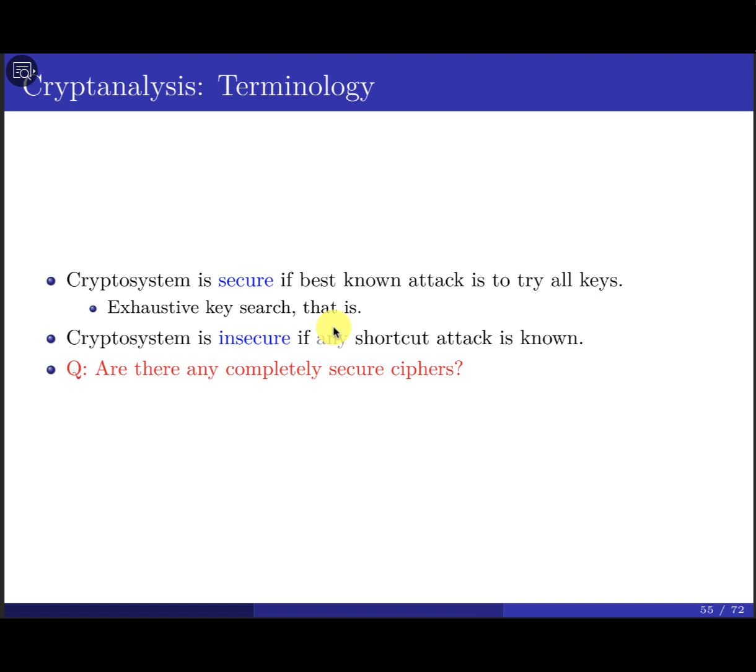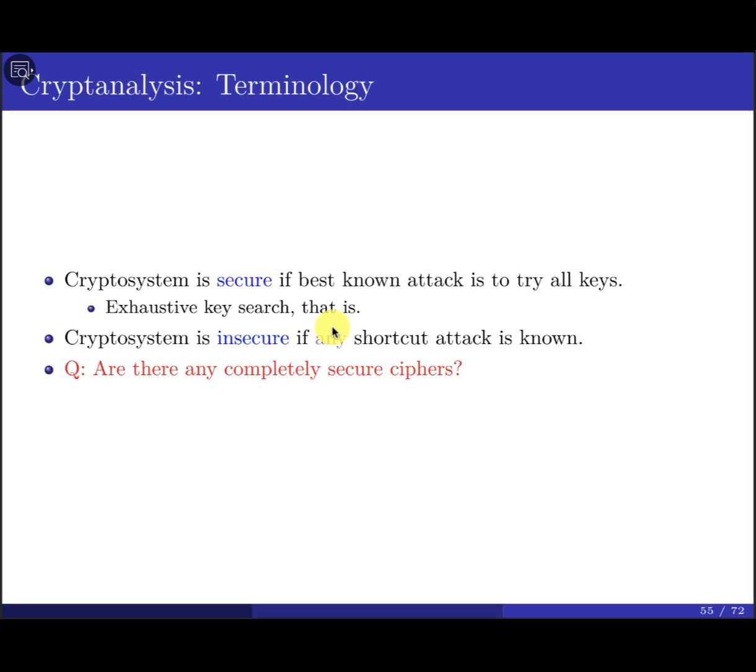Okay, in this case I'm talking about the brute force attack, or exhaustive key search. A crypto system, generally speaking, is insecure if any shortcut attack is known. And remember, we cannot guarantee or prove that there is no shortcut attack for any encryption system. So the question here is whether any completely secure ciphers exist?